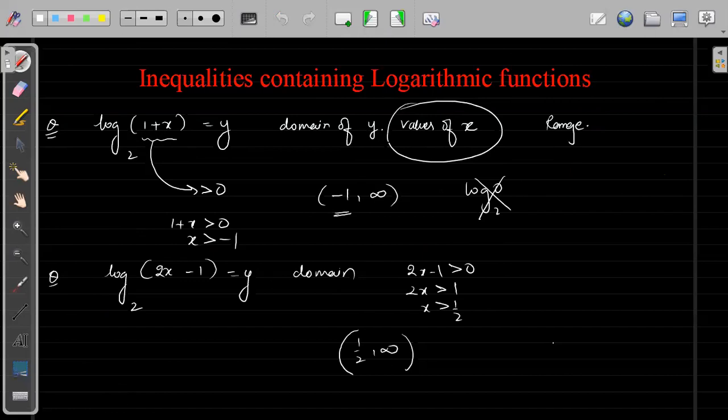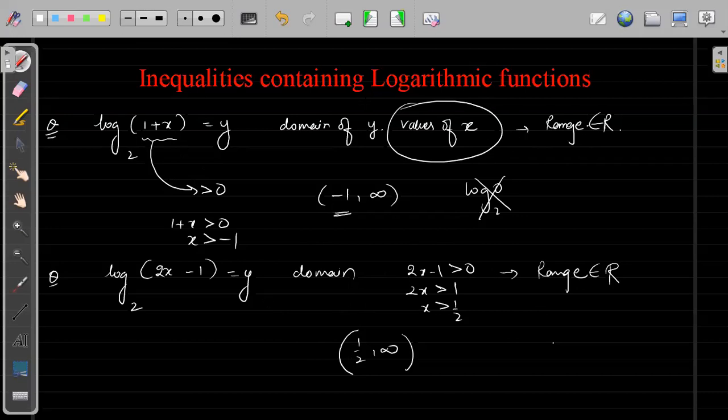What is the range? Tell me what will be the range. No, not 0 to infinity. The range will still be real, it will still take all the values. Yes, very good. The range is still real, minus infinity to plus infinity. For the second one, what is the range? The range is again real, it will take all the values. Since x will take all the values, y will also take all the values.